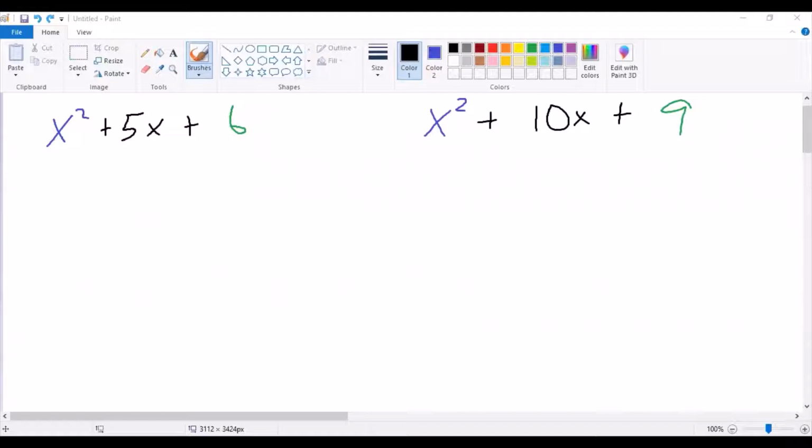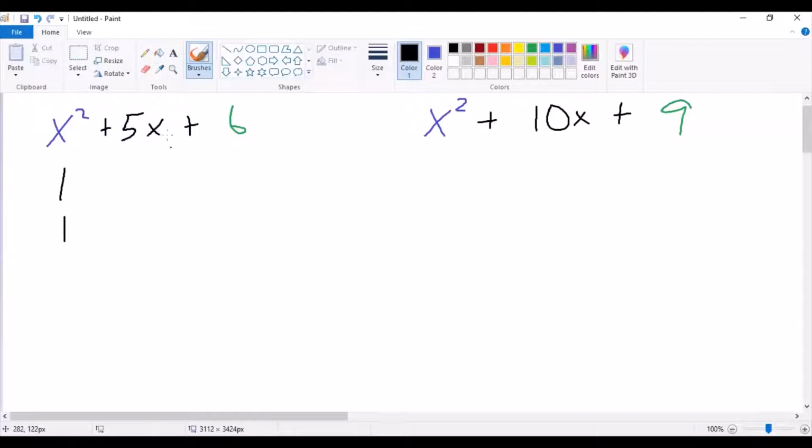Okay, hey guys. Today I'll be showing you guys how to factor simple trinomials. So the first thing we're going to do is look at the left side where we have x squared, and we're going to think of two values that multiply to equal 1 because there's an imaginary 1 over here. So that's going to be 1 and 1.